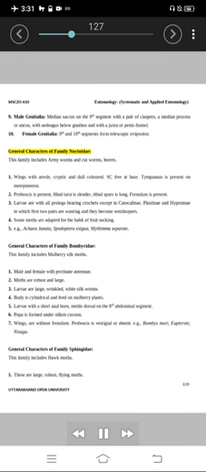General characters of family Noctuidae. This family includes armyworms, cutworms and borers. 1. Wings are aerial, cryptic and dull-colored. Sc is free at base. Tympanum is present on metapleuron. 2. Proboscis is present, hind tarsi are slender, tibial spurs are long, frenulum is present.